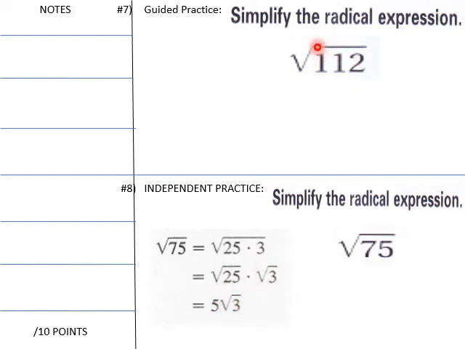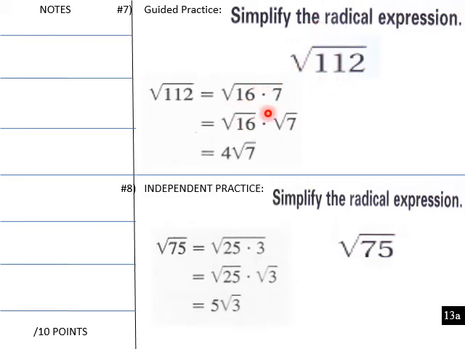What about 112? What would be a perfect square? There'd be a whole bunch here that I can think of. But 16 would be one. 7 times 16. So the square root of 16 is 4 times the radical 7. That'd be the way to factor this here.